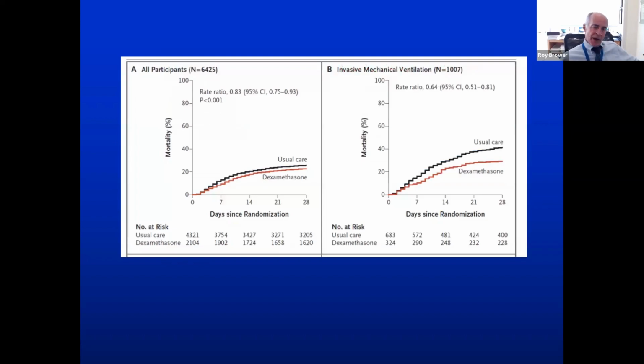With all patients considered, the usual care group had a worse mortality curve, as you see here on the left. And among patients on a ventilator, the difference in the survival experience was significantly greater. Actually, it was significantly greater both in all patients as a whole, but even more so in patients on a ventilator. So based on this result, we do use methylprednisolone, or I'm sorry, dexamethasone, at a low dose in patients with COVID-19.